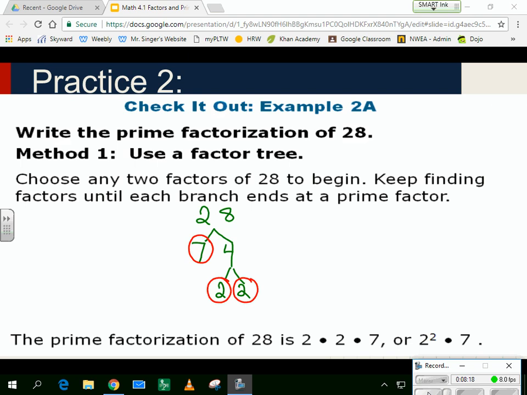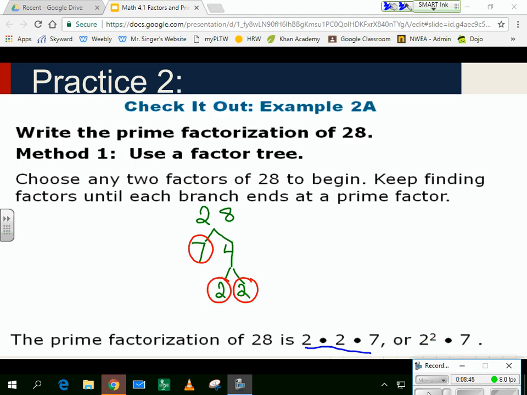All right, so there's multiple numbers you could have started with. I chose 7 and 4. And when I looked at 7 and 4, I recognized 7's prime. So the one branch was done right away. But 4 could be broken down. 2 times 2 gives you 4. So this is what you get. You get 7, 2, and 2. So the prime factorization of 28 is either 2 times 2 times 7, or 7 times 2 times 2.